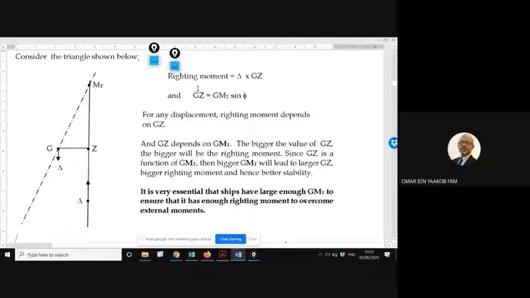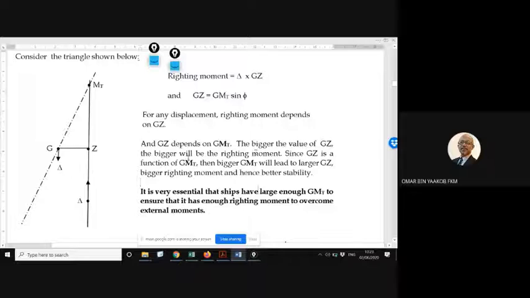And in this triangle, GZ is GMT sine phi, where phi is the angle of heel at which the ship is now inclined. So for any displacement, the righting moment only depends on GZ, because the righting moment is delta times GMT sine phi. If the total weight of the ship is not changing, then the righting moment depends on GZ. And GZ depends on GMT. So the bigger the value of GZ, the bigger will be the righting moment.